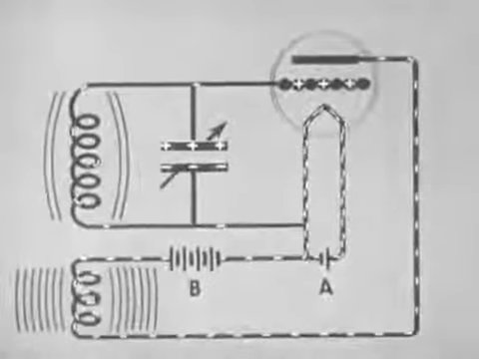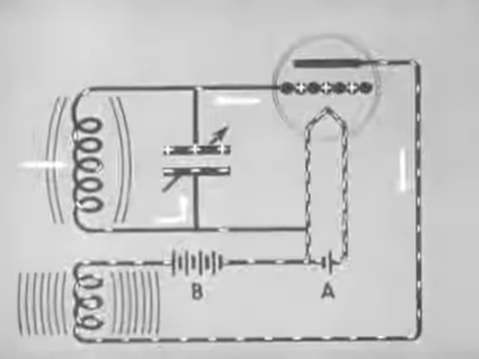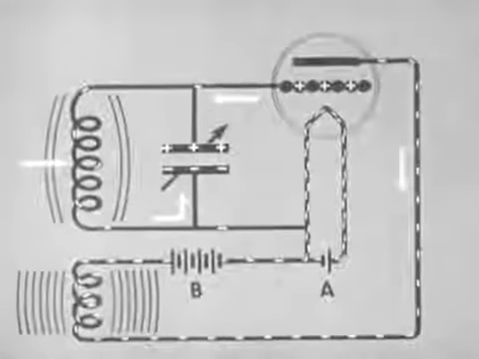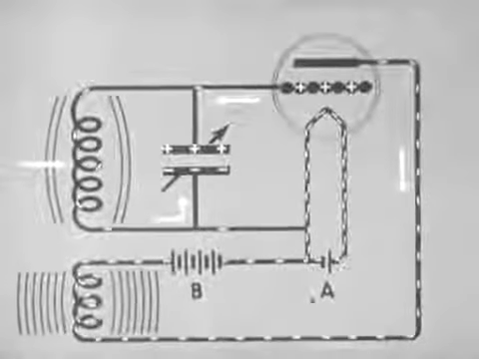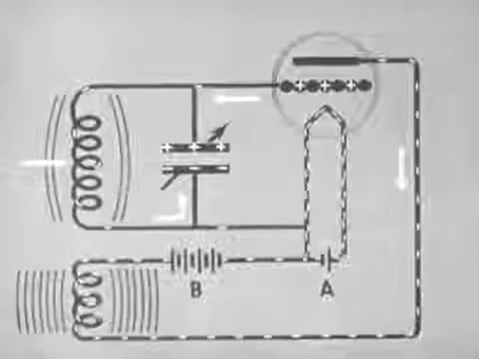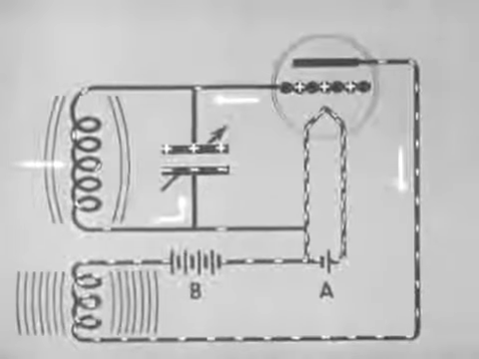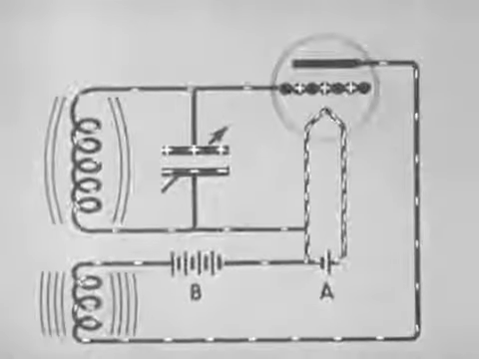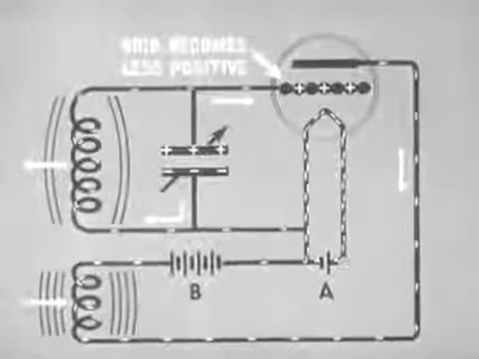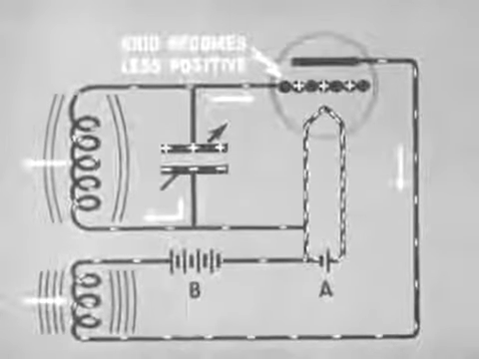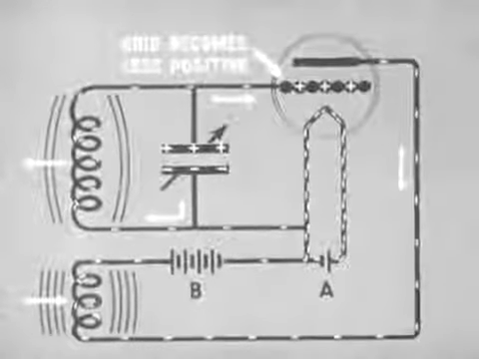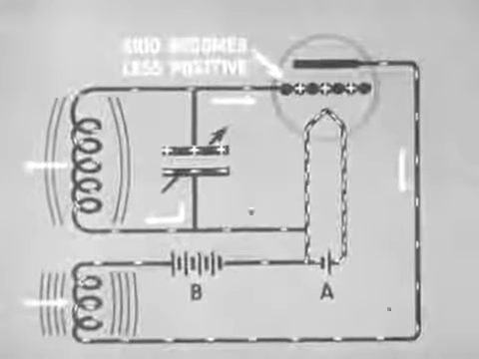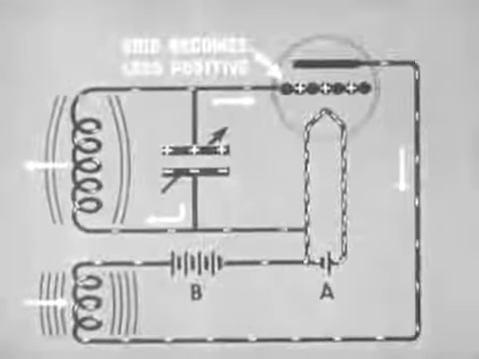When the plate current reaches maximum, there is no change in the field, hence no current is induced in the grid coil. The field of the grid coil collapses and helps to charge the condenser. Now the condenser discharges, and the radio frequency current in the grid circuit changes direction. The grid becomes less positive, and this reduces the plate current. The collapsing field of the plate coil assists in building up the current in the grid circuit.